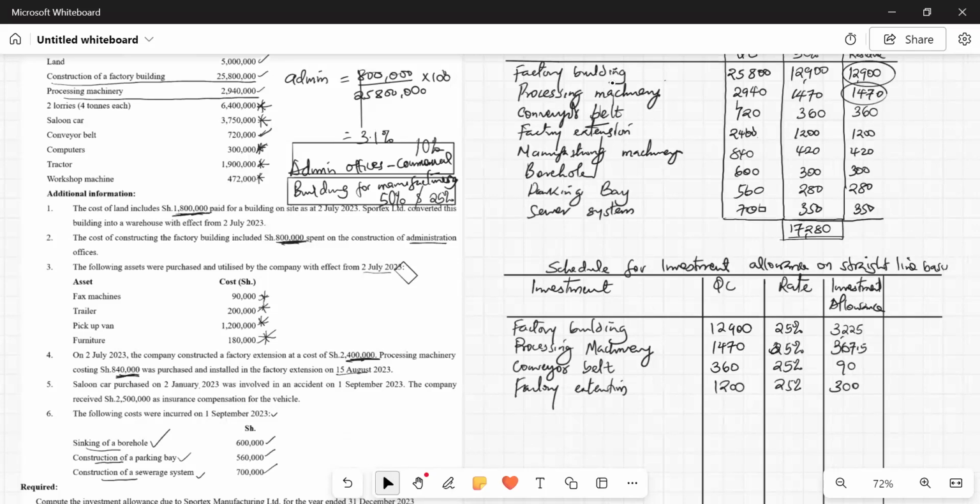The next one is manufacturing machinery. Manufacturing machinery there, we are remaining with 420. 25% of 420 is equal to, is it 130? 105. It's 105.